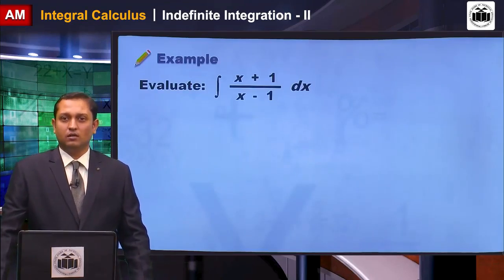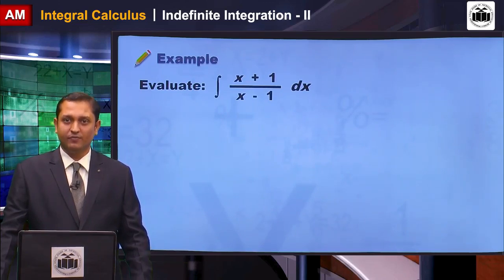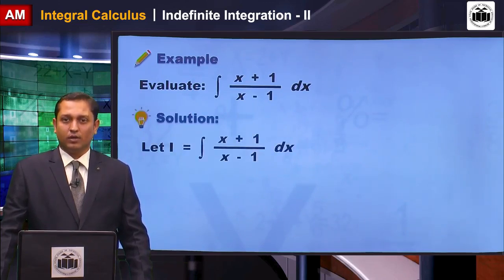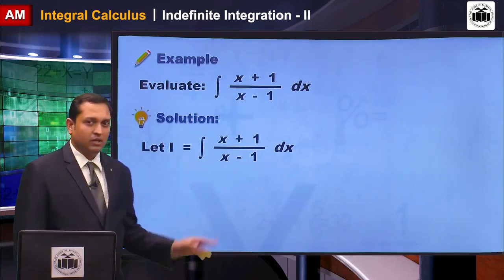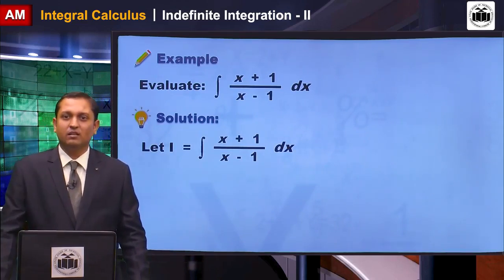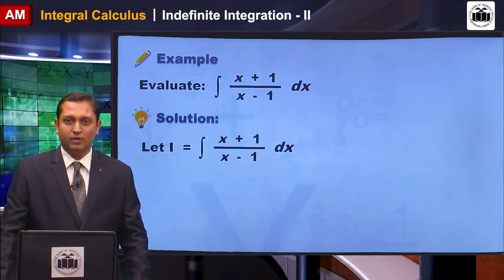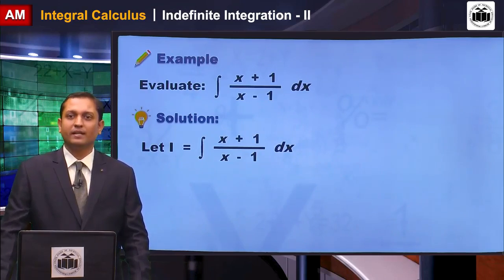Let's see the next example now. Evaluate integral x plus 1 upon x minus 1 dx. Okay, so let's solve this example. Initially, we will denote the given integral with the symbol I, as we have done previously. So let I equal to integral x plus 1 upon x minus 1 dx.